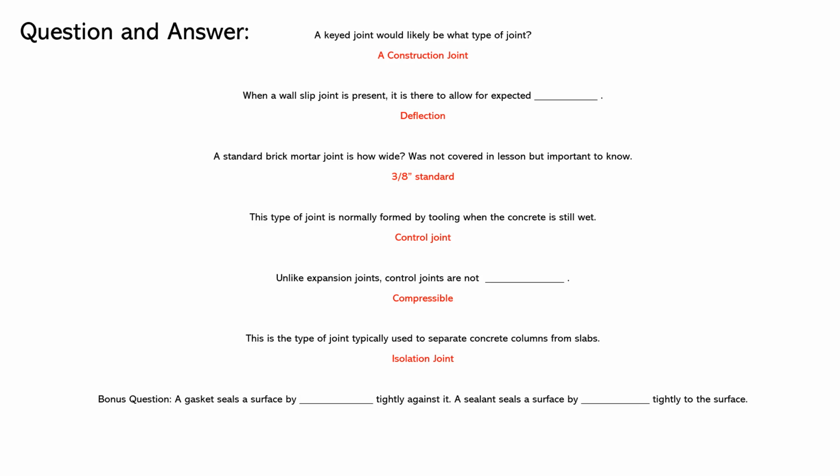And bonus question, also not covered earlier. A gasket seals a surface by blank tightly against it. A sealant seals a surface by blank tightly to the surface. So fill in those two blanks, and they would be what? Gaskets compress against the surface, and sealants adhere to its surface. That's standard, always the case. Important to remember those two things.